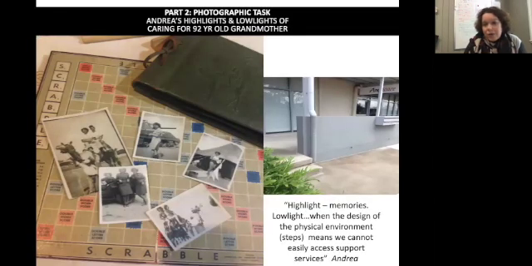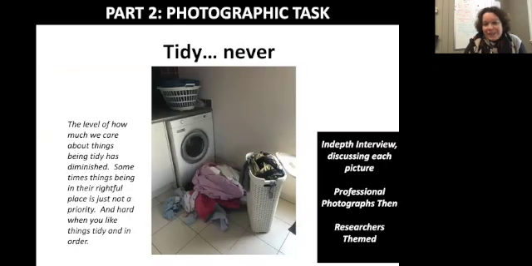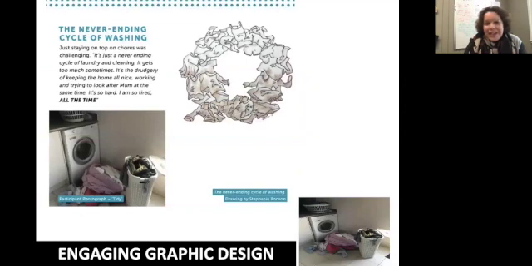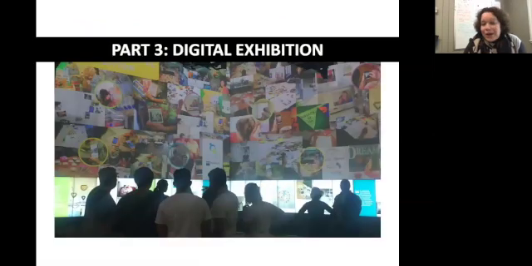So here's an example of one photograph. A carer talks about the highlights of caring for a 92-year-old grandmother as they play Scrabble together, but a low light is the design of the environment, and these steps are a barrier to mobility. One carer took this photograph to say, it's tidy, never. And then we used some graphic design, so that never-ending cycle of washing. And we had a wonderful digital exhibition which brought it to life.